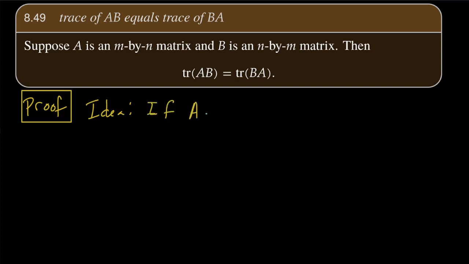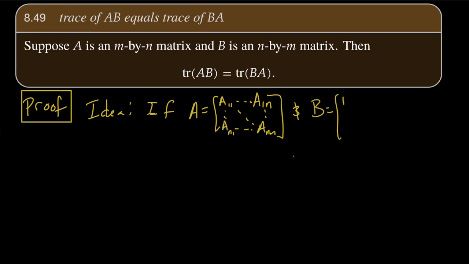If A is equal to A11 through A1n, dot, dot, dot, Am1, dot, dot, dot, Amn, and B is equal to, let's do the same thing. A should be m by n, sorry, here. M rows, so yeah, I guess that should be an m right here, and this turns into an mn, there we go. And B is B11 through, dot, dot, dot, B1m, dot, dot, dot, Bn1, dot, dot, dot, Bnm, there we go.